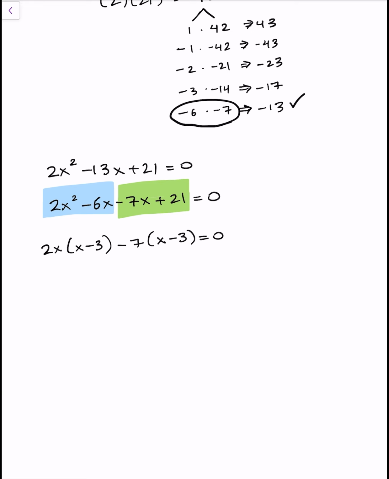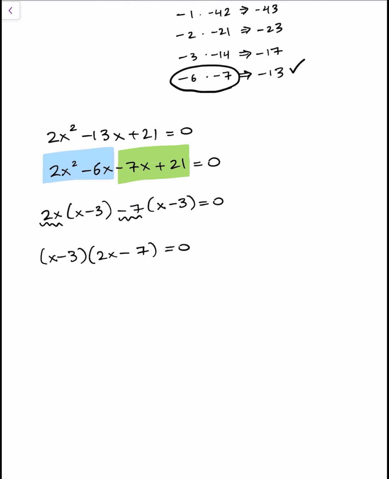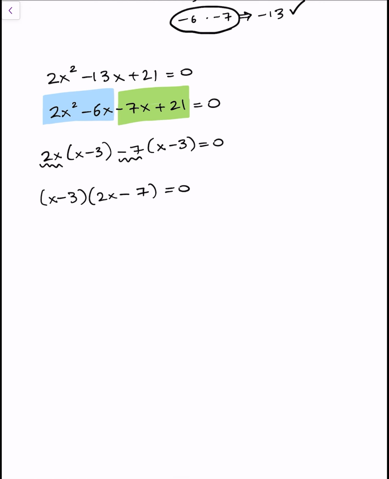And the goal when we do this is to have the same factor right here in each of these chunks. So x minus 3 is in both of them. So in this next step, we can pull that out. So we'll get x minus 3 times 2x minus 7 equals 0. And now we want to solve for x.